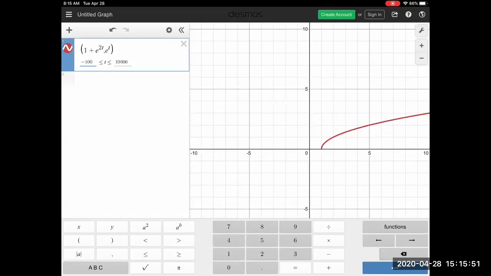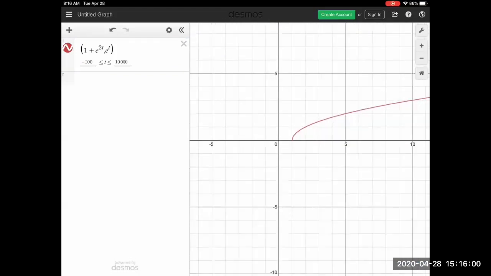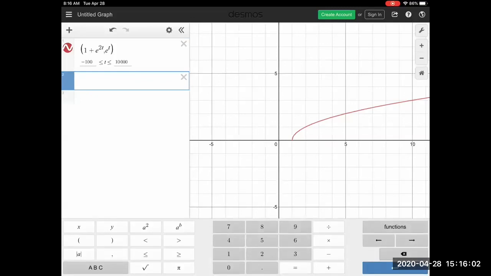So it's looking like it's a square root function shifted to the right by 1. Something like that. I'm going to graph the other ones just so we can see.